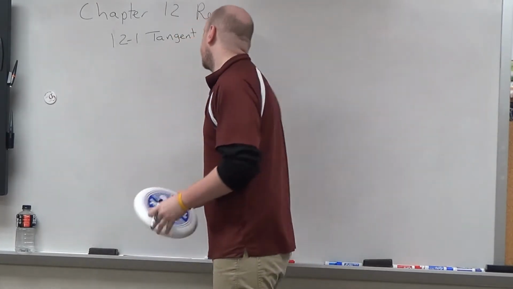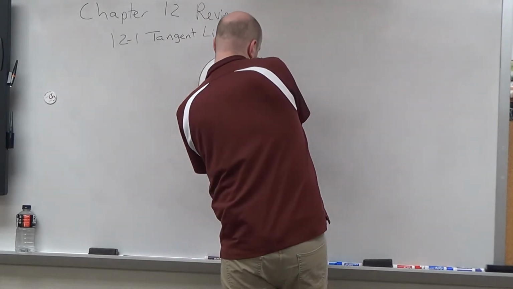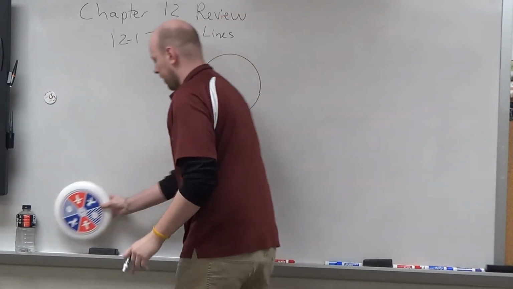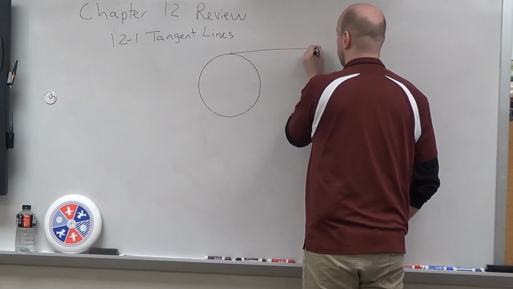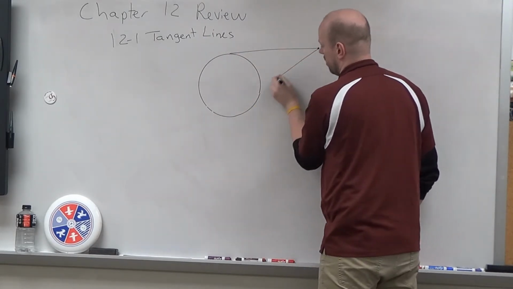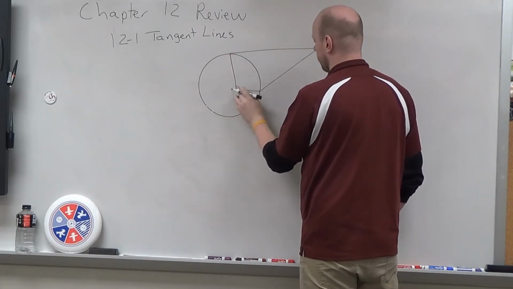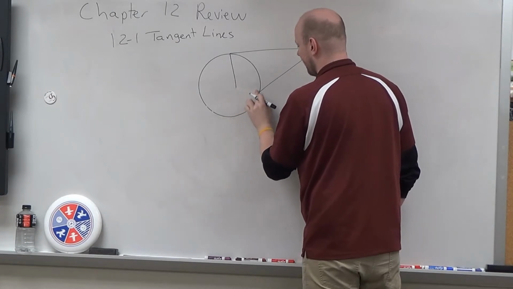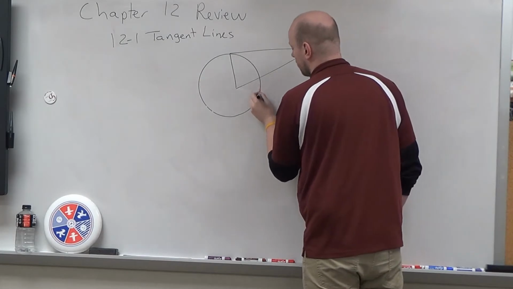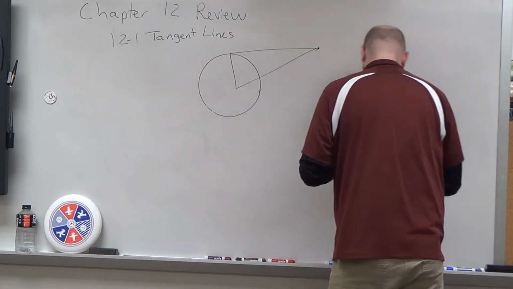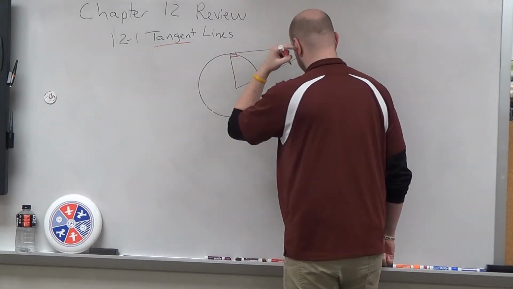So, tangent lines. First, we need a circle. Remember, if I have a tangent line, that just means that to some point out here... Yikes. What was I thinking there? Remember, tangent line just means it only intersects the circle at one point, and it has to be perpendicular.